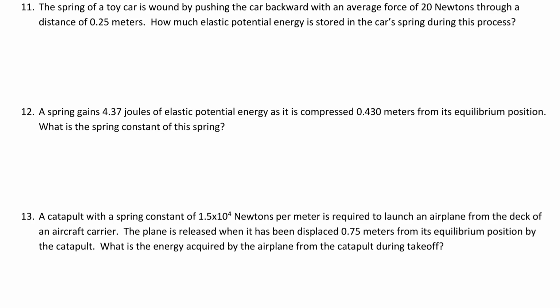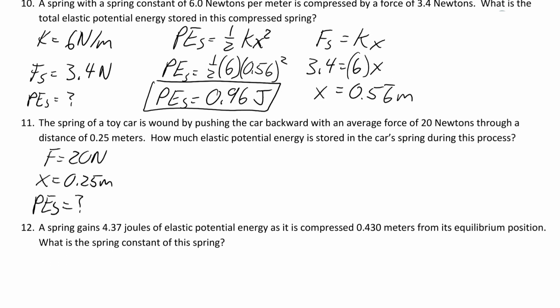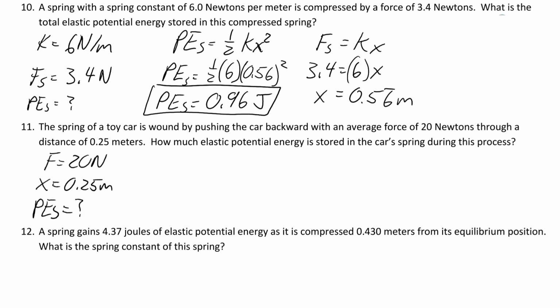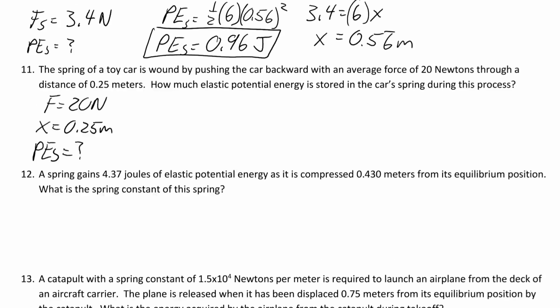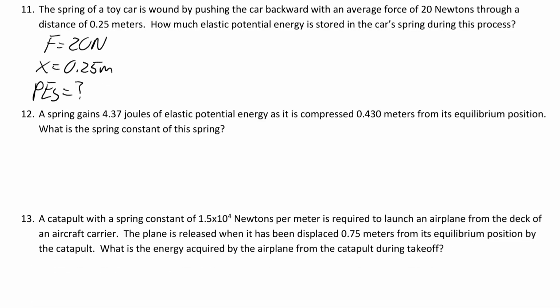Anyway, number 11 says, the spring of a toy car is wound by pushing the car backward with an average force of 20 newtons. So F is equal to 20 newtons at a distance of 0.25 meters. How much elastic potential energy is stored in the car's spring during this process? If you skipped to number 11, go back to where I was talking about number 10, because I'm about to use two different formulas. There are two different ways to find this. I showed where the other one came from in more detail for number 10, so look through number 10 if you have no idea what I'm doing here.